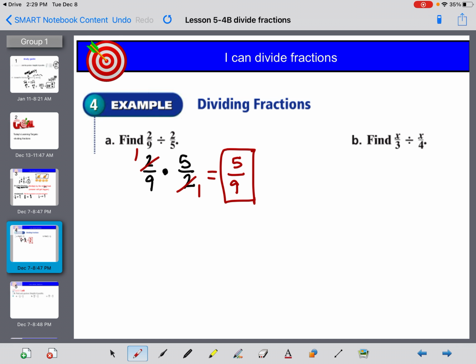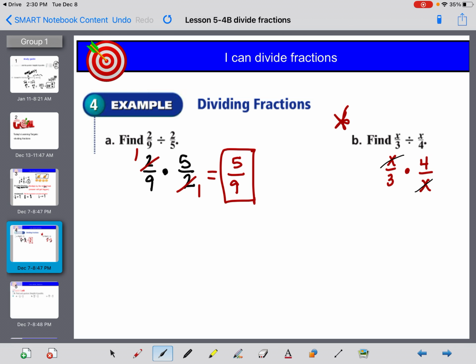All right, I always get a chance to throw in some variables. x over 3 divided by x over 4. There's one like this on your test or on your upcoming quiz or test. So do the same thing. Variables are numbers, so the rules for numbers are exactly the same as the rules for variables. The first fraction stays the same, then I multiply by the reciprocal.